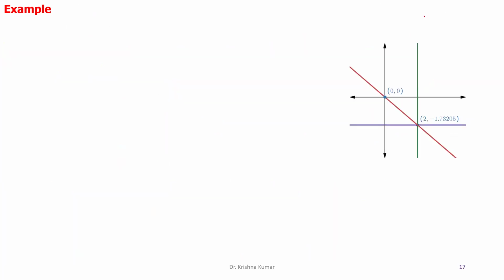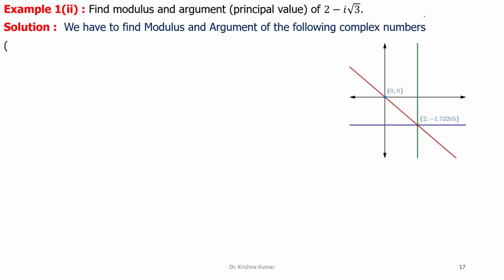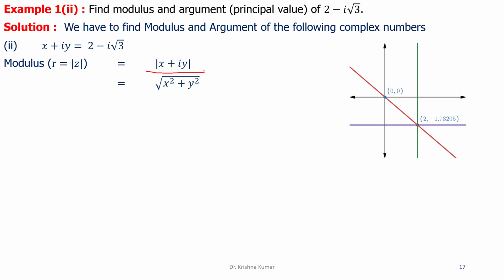Similarly, if we take the second example, find the modulus and argument of 2 minus i root 3. Here again x plus iy is equal to 2 minus i root 3. So what is the modulus? The modulus r equal to mod z, which is mod of x plus iy, which is root over x squared plus y squared. In this case, the value of x is equal to 2 and the value of y is equal to minus root 3.